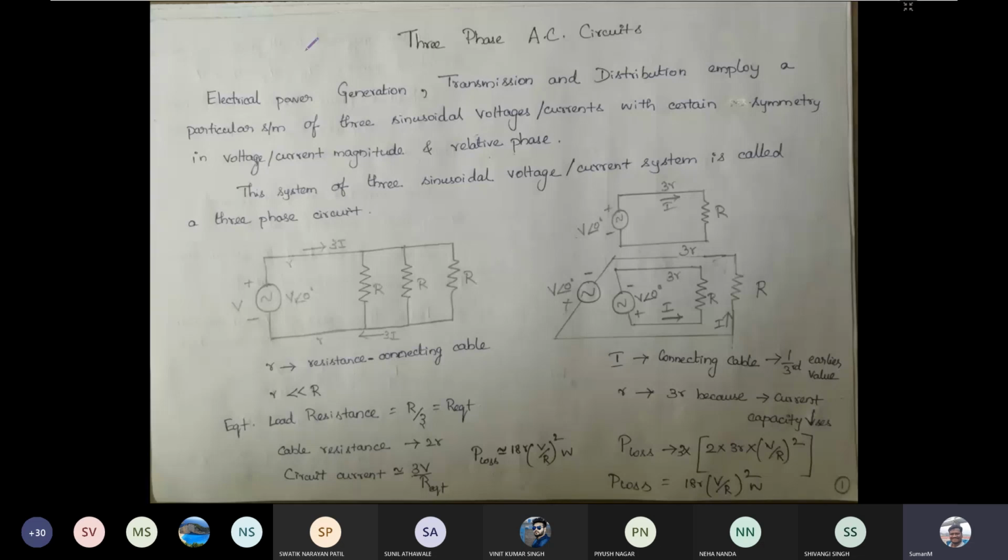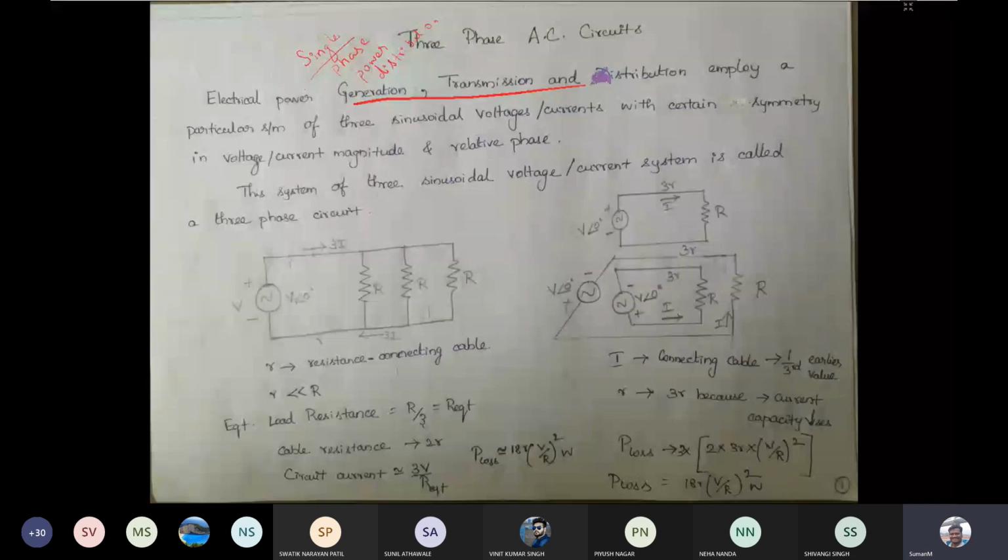We never use single-phase power generation, even though we use single-phase power distribution. Even though we use single-phase power distribution, meaning in our homes we use single-phase power, in generation, transmission and distribution, we use only the three-phase system. Why we need to go for a three-phase system is what we are going to see in this class.